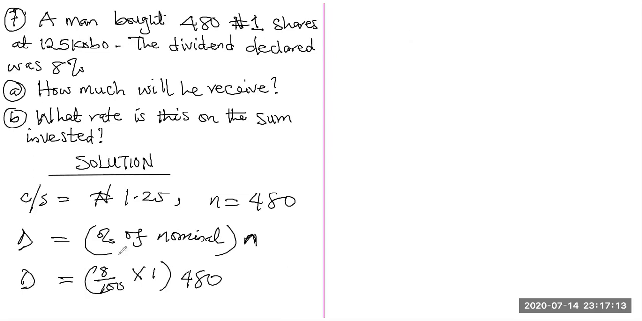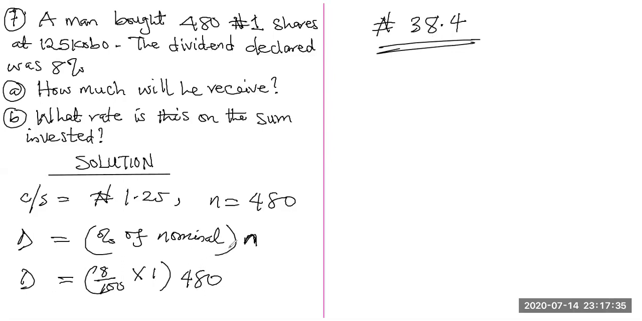And of course, if you simplify, that will give you 0.08 times 480. What do you have there, please? We are going to have 38.4 naira. So that is what the man will have as the total dividend. Of course, if you don't multiply by the N, you're just going to have the dividend per share.